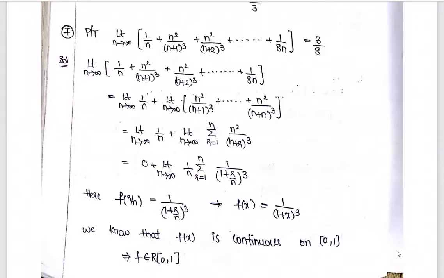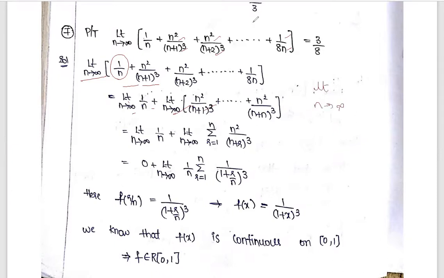Now we'll be seeing another question based on the limit as n tends to infinity of 1 by n, n square by n plus 1 whole cube, n square by n plus 2 whole cube, plus so on up to 1 by 8n. So how will you solve this? You have to write the limit as n tends to infinity, the same question. If you take 1 by n, then for the limit as n tends to infinity of 1 by n, you have to continue the limits for all of these. So what is that?